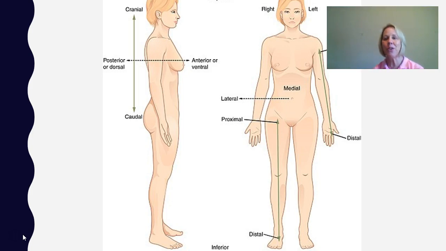The same thing with your thigh and your leg, where the foot is most distal and the hip would be most proximal. You'll also see the terms superior and inferior. Superior means above and inferior means below. So the head is above the neck. The abdominal cavity is inferior to the thoracic cavity. The head being above the neck, the head is superior to the neck.